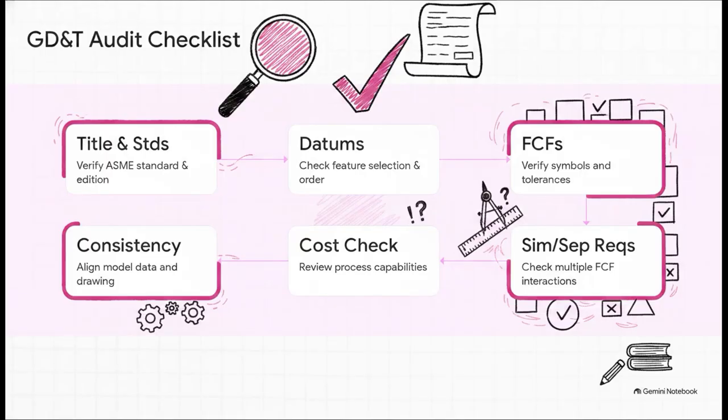So here is that 6-step systematic GD&T audit checklist. Title block and standards, datums, FCFs, SIM and SEP requirements, cost check, and consistency. It is specifically designed to take you from guessing to catching errors with absolute certainty.